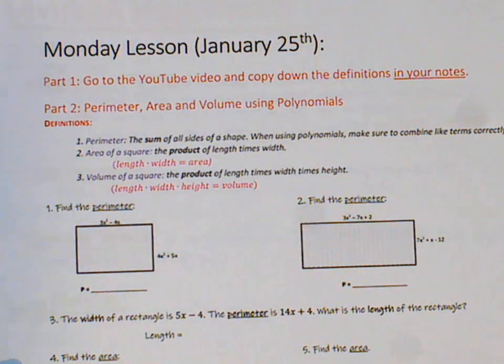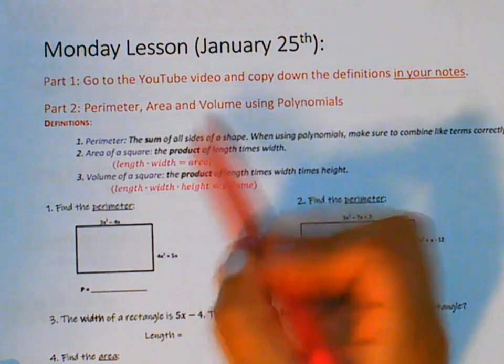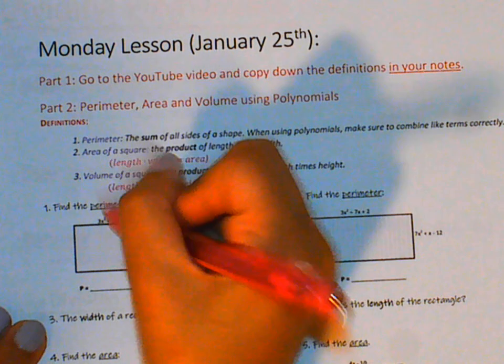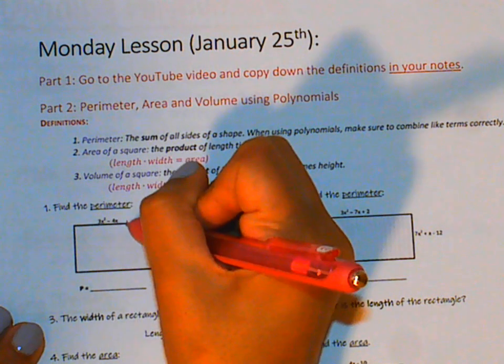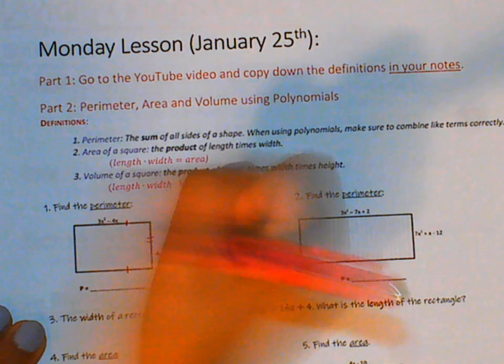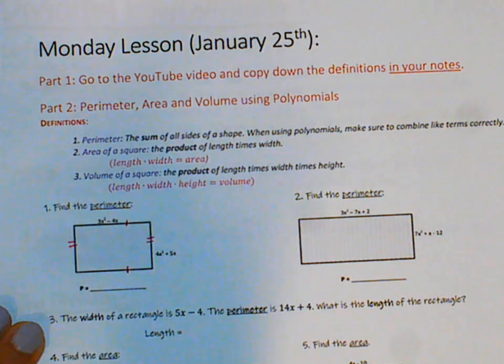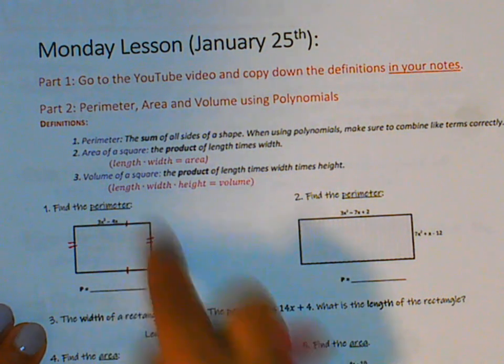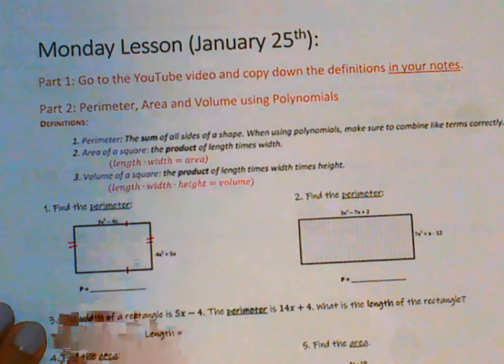So when it's asking you for a perimeter, remember that it's the sum of all sides of a shape. So here you have this side that is the same as this side, and then this side, which is the same as this side. So I'm not really going to go in depth with this. I did in class with you guys, but you're going to add all of these, and that is going to be your perimeter.